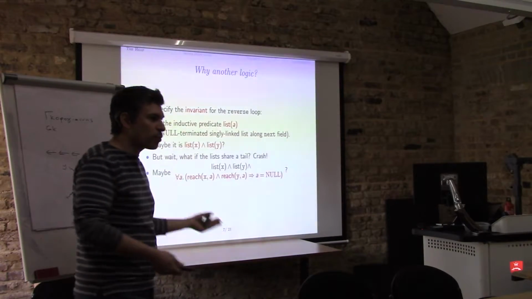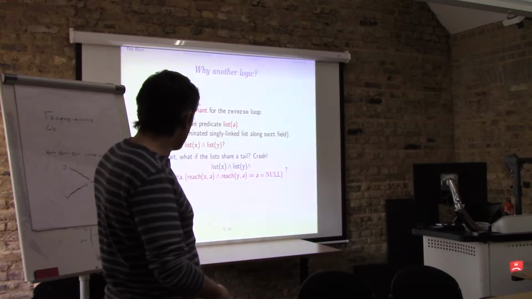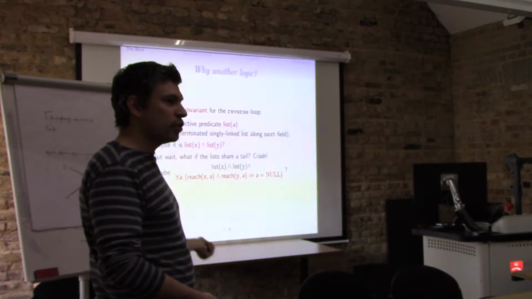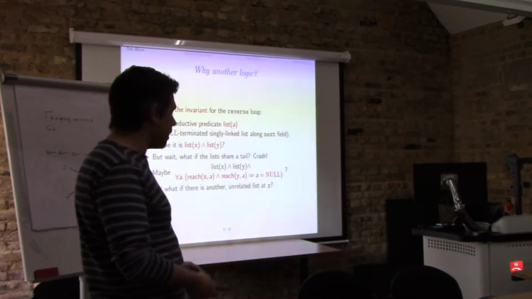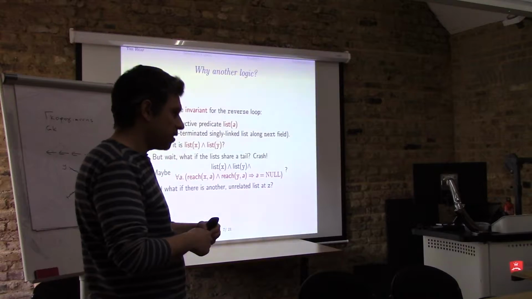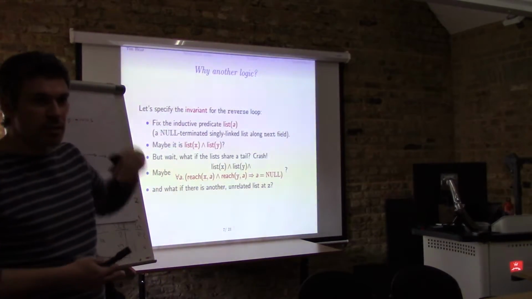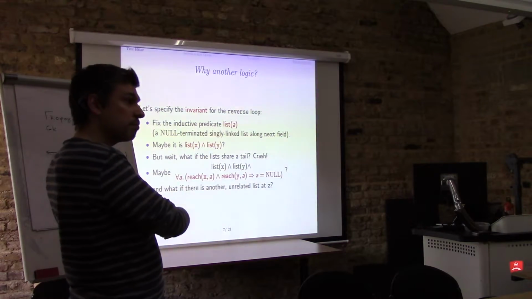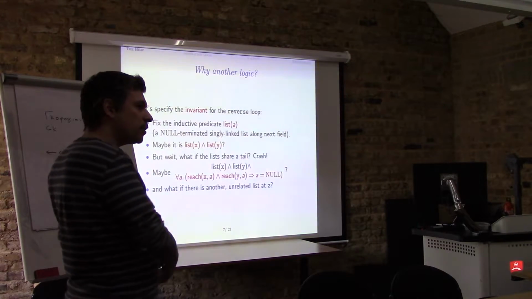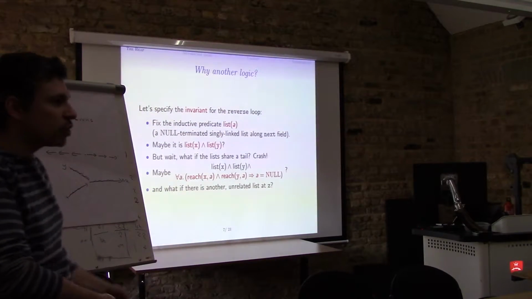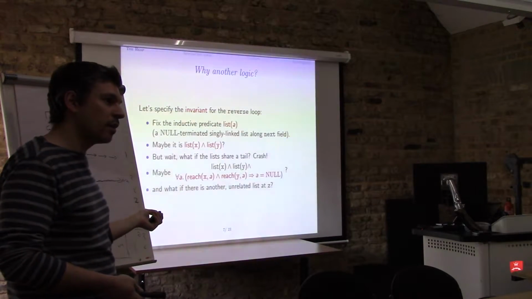And indeed, this will force the two lists to be separate. But we have an ugly formula here, and we have an ugly quantifier that makes automatic tools generally scream. So, what if I'm running my reverse procedure, and I'm calling it from another procedure that maintains a third list, at Z? Don't I now need to change the invariant of the while loop to say that also Z is not sharing anything with X and Y?